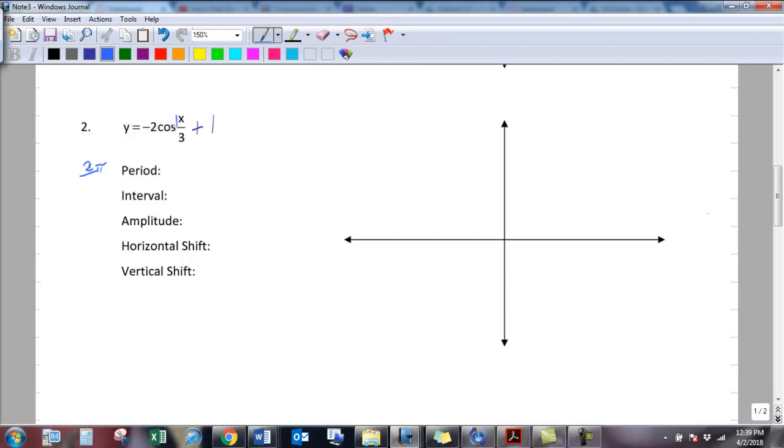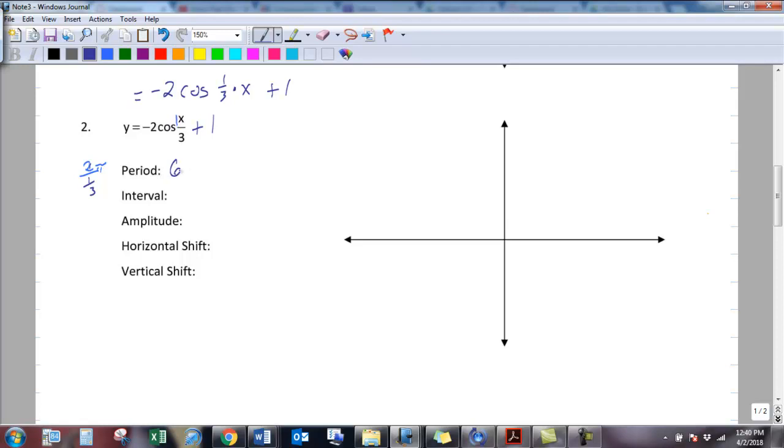Some of you might know what it is. If you're still not sure, let's rewrite this another way. y is equal to -2 times the cosine of what times x is the same thing as x divided by 3? 1/3 times x and then +1. You with me on that so far? x divided by 3 is the same thing as 1/3 x. So that means that b is 1/3. So what is 2 pi divided by 1/3?